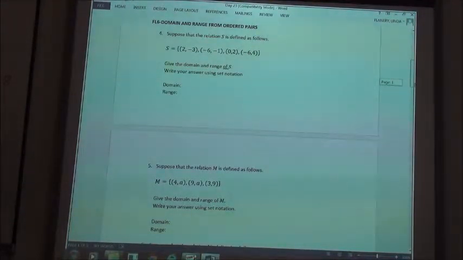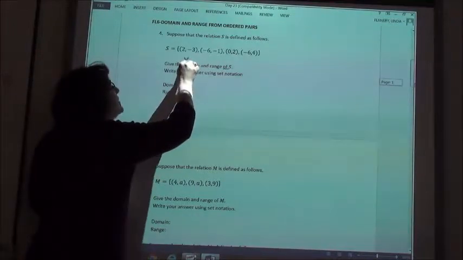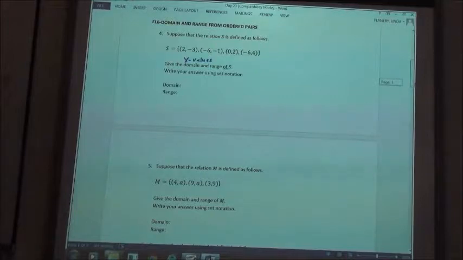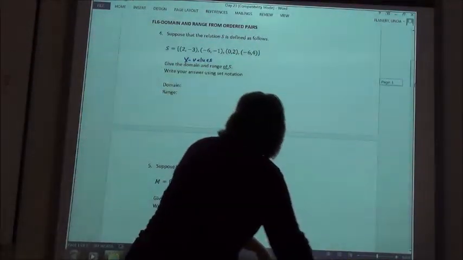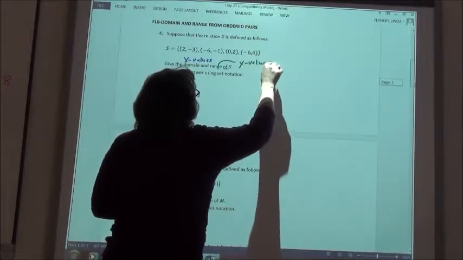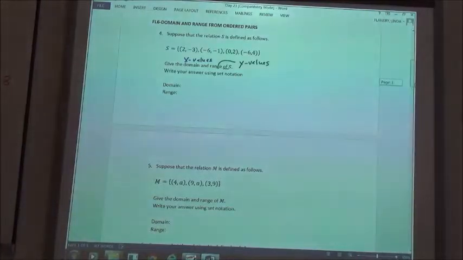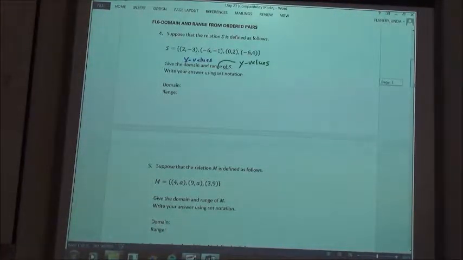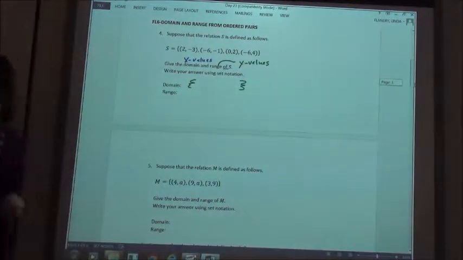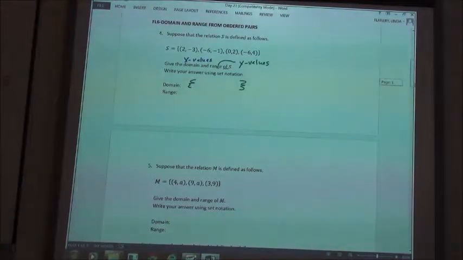Domain is the fancy math word for listing the x values. And the x values are always the first ones in your ordered pair. The range is your fancy math word for your y values. It says write your answer using set notation. That means before you put your answer in, you're going to click on the thing that puts the little set symbols around your answer. So domain is the x values? The domain is the x values, the range is the y values.